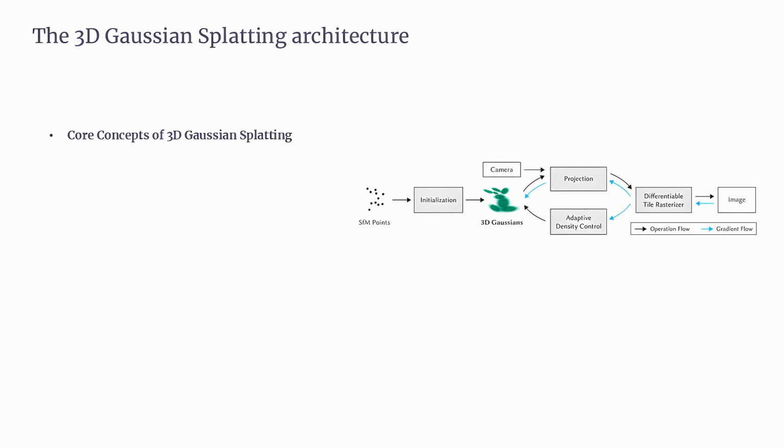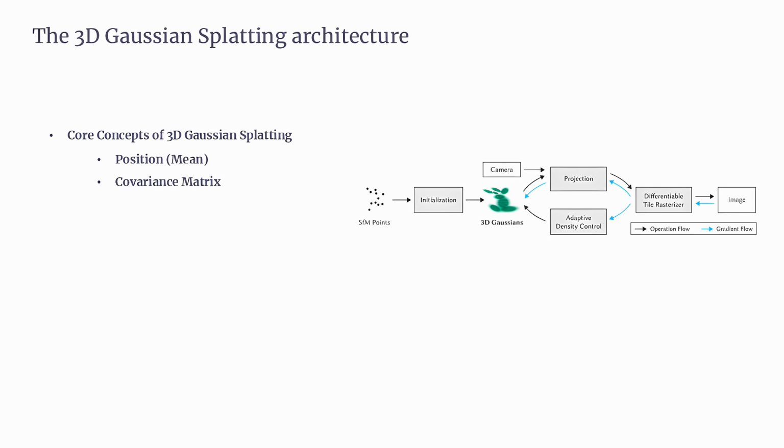The first, core concepts of 3D Gaussian splatting. Let's break down the key elements of 3D Gaussian splatting. In this method, each point in a 3D scene is represented as a Gaussian splat. These splats have a few key characteristics. 1. Position, mean. This defines where the splat is located in the 3D space. 2. Covariance matrix. This tells us the shape and orientation of the splat.